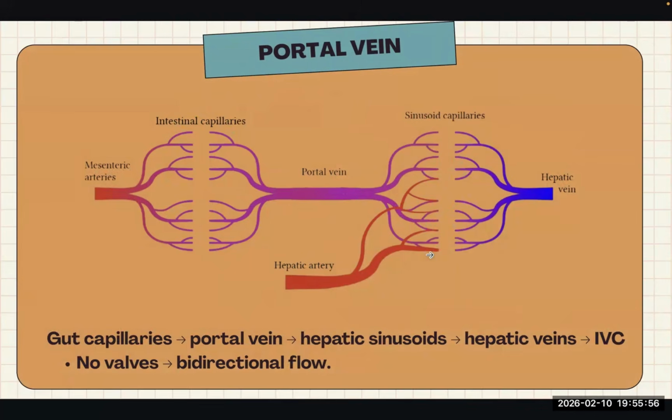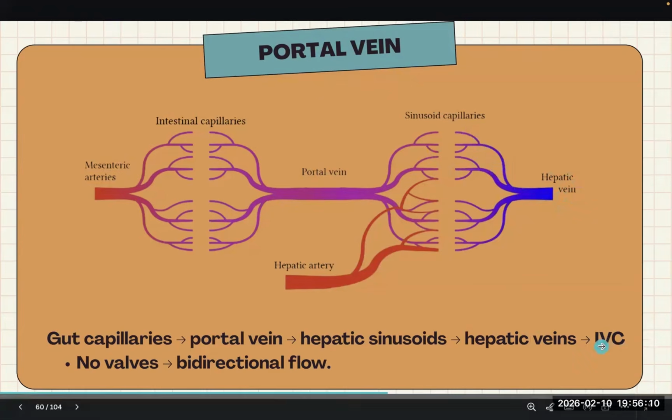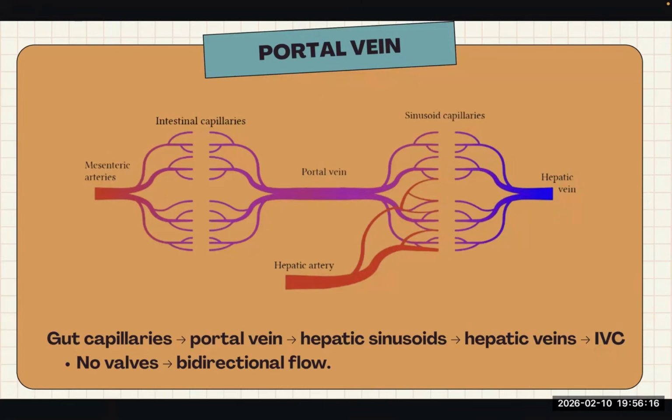What is the point of the hepatic sinusoid? They allow for the exchange between the blood and the hepatocytes, right? This is where the exchange happens. And then it becomes a hepatic vein, which drains finally into the IVC. Does that make sense? The inferior vena cava. Okay? So here you can see that it's purple in color because it has both oxygenated and deoxygenated blood. Okay, easy so far, right?